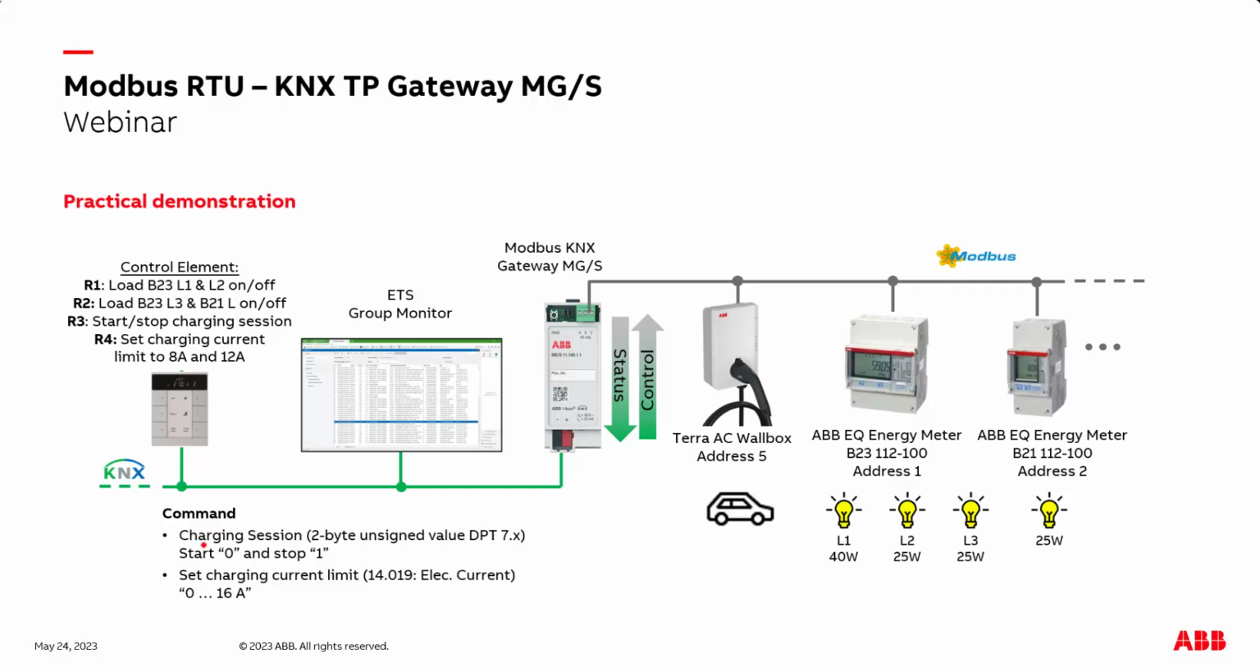Yeah, do not forget, we have to send here our Modbus commands, converted. So we have to send a 0 to start and a 1 to stop, and it must be here a data point type 2 byte unsigned 0.x. And the current between 0 and 16 amps. So, and I have here a B23 meter with 3 phase, L1, L2, L3, here with some load, and also a B21 meter. This is what I would like to show you now practical. I hope you have 5 minutes time and you can still follow me.